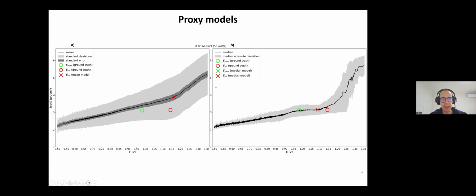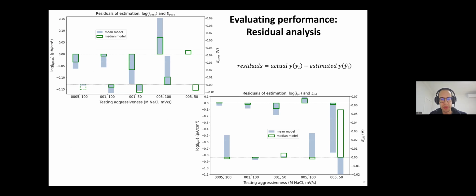In this case, the mean was not a very good descriptor of the behavior of the location of pitting potential, for example, but the median, yes, the median was a very good and much simpler model, right? We can much better understand the median distribution than a machine learning distribution.